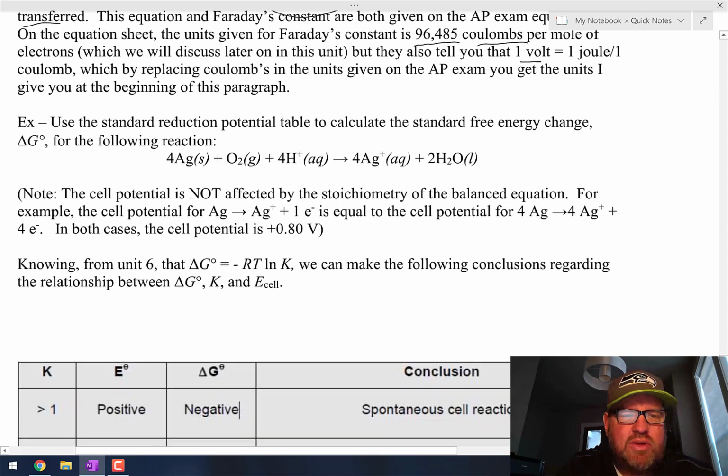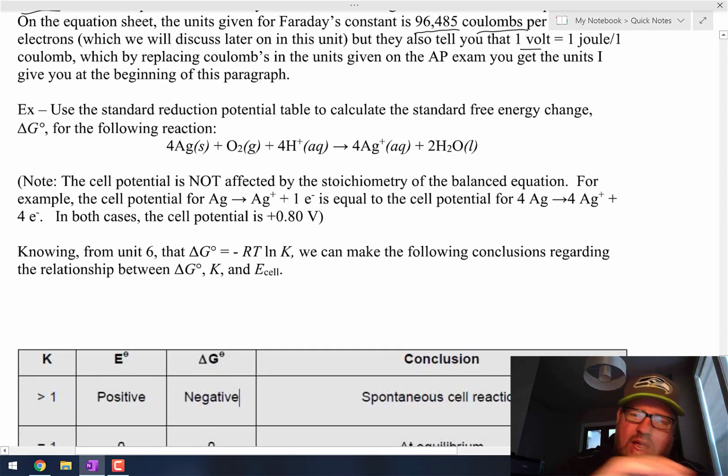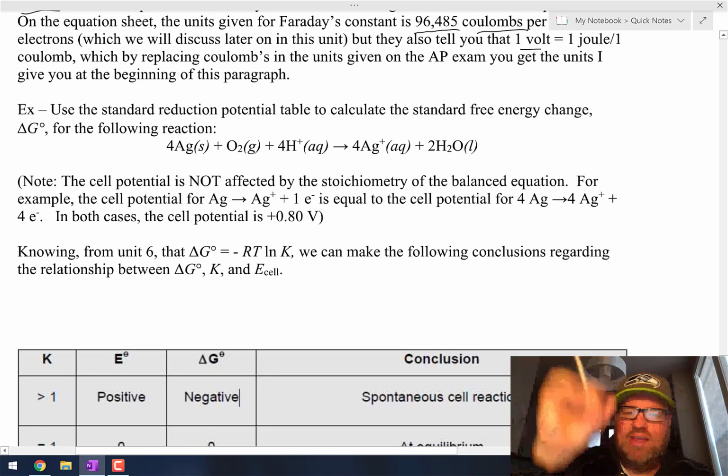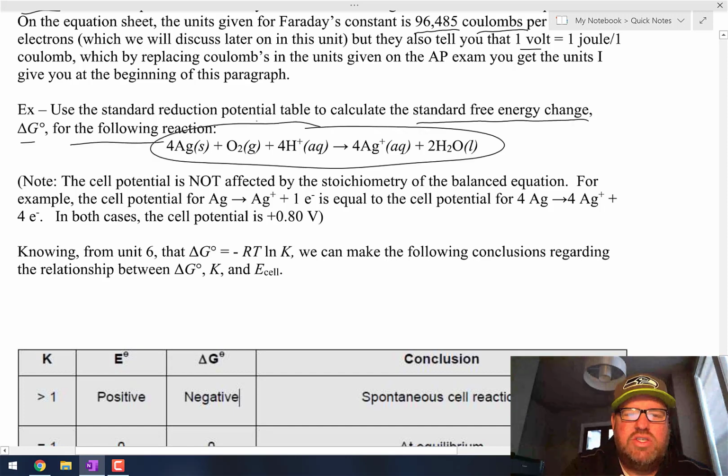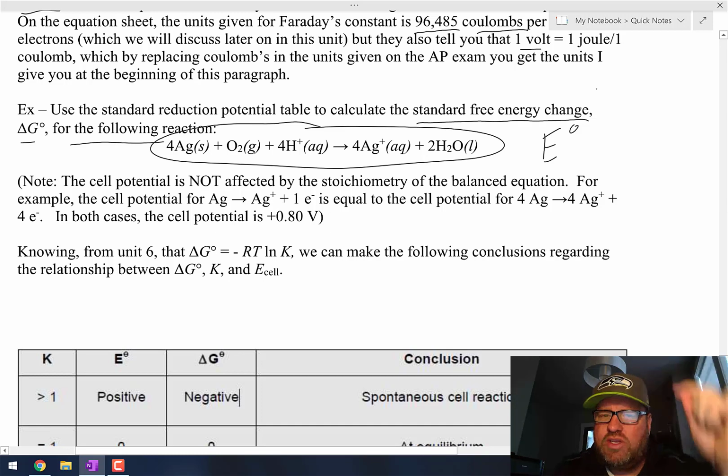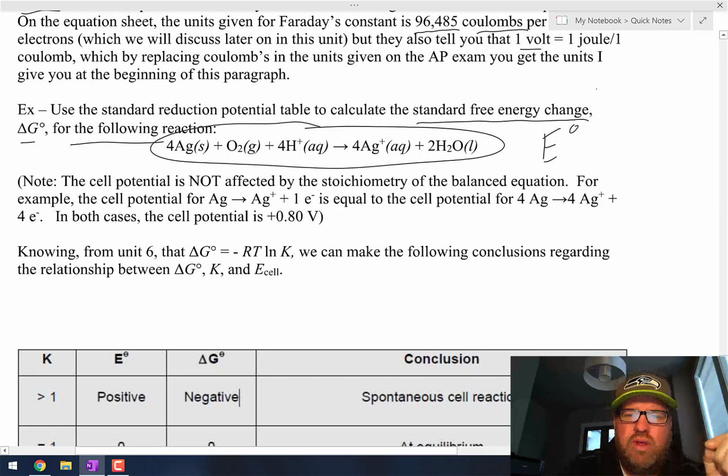So here's an example of this. Use the standard reduction potential table, going back to that standard potential table that they give us at the beginning of the problem, to calculate the standard free energy change, delta G, for this following reaction. So we need to figure out a few things. First of all, we need to figure out the cell potential, and that's what we're going to use to find the free energy change. And then we also need to figure out how many electrons are being transferred.